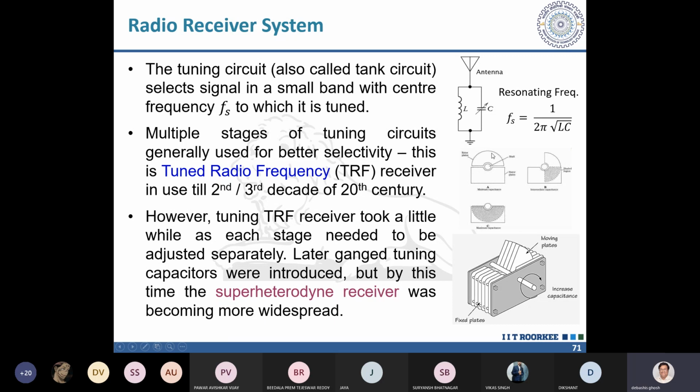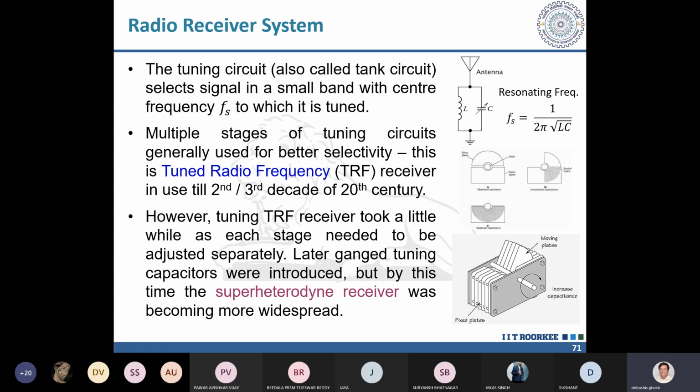Okay, you can see that basically I am putting the same capacitor, multiple capacitors. Here I have put 4 capacitors for 4 stages of tuning, all of them placed on a common shaft. So when I turn the knob, I do the tuning for all the 4 stages together. However, that gang capacitor and all these things were developed later on.